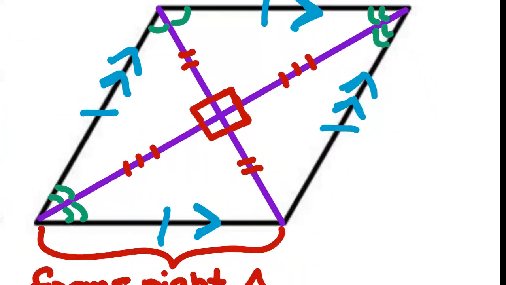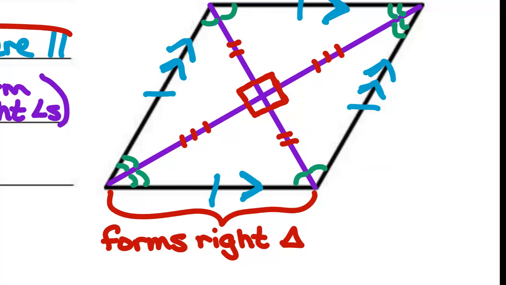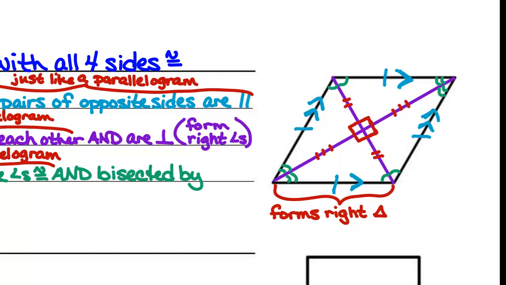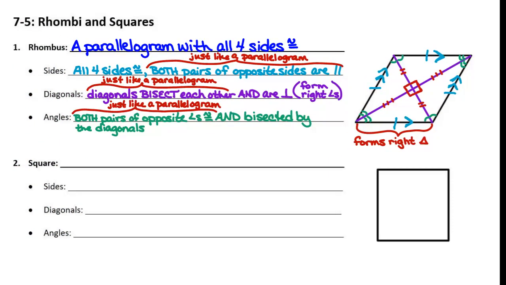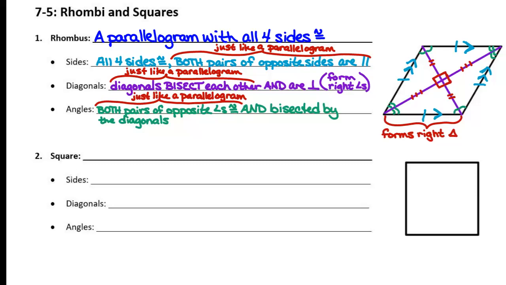The upper left is being cut into two congruent angles, and the lower right is also being cut into two congruent angles that are the same size as the upper left, because remember, my opposite angles are congruent to each other. So all the properties of a parallelogram with three additional properties. All four sides are congruent. The diagonals make right angles where they cross each other. And my corners of my rhombus are being bisected by those diagonals. So those are our properties of a rhombus.